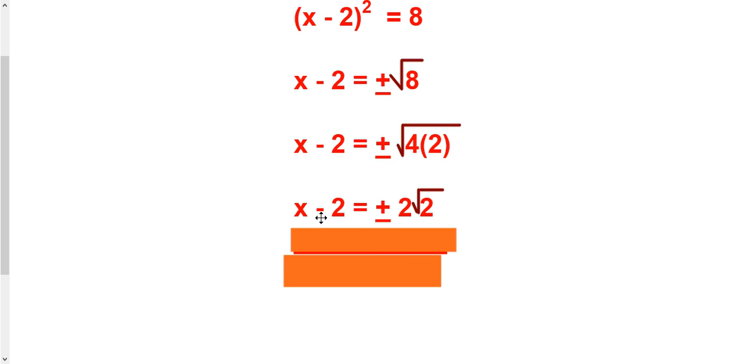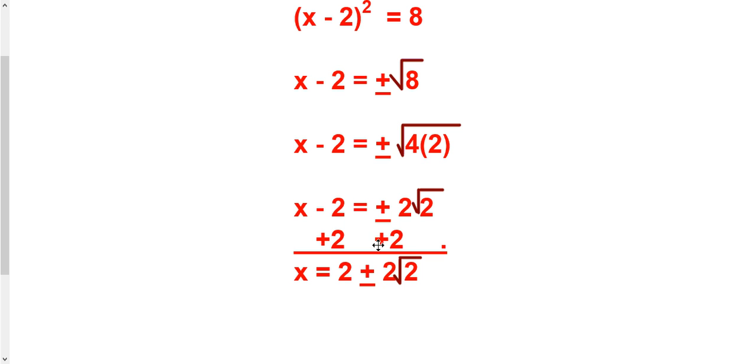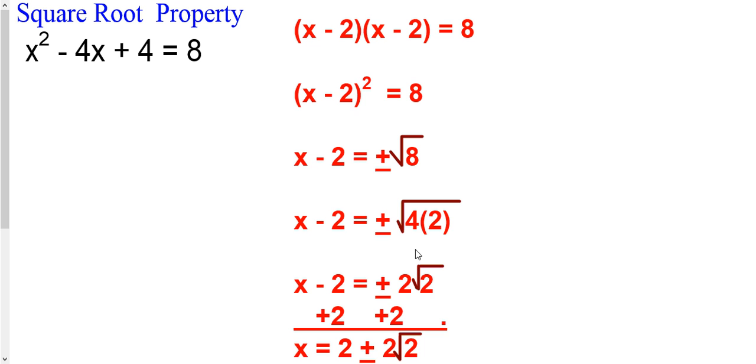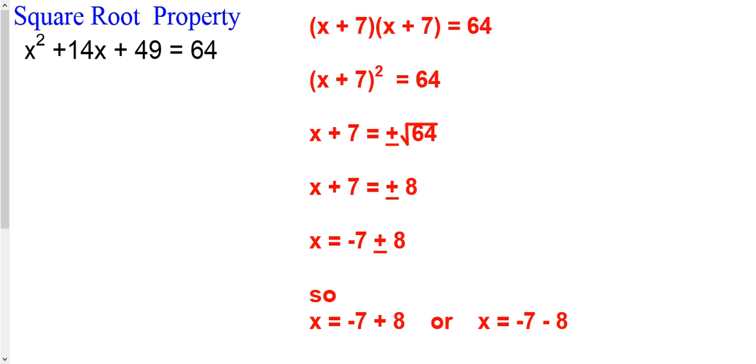Then we can go ahead and get rid of this to finish solving it for x by adding 2 to both sides. And then we just get x equals 2 plus or minus 2 root 2. Now, when we're looking at this square root property, it's going to be helpful to make note of a couple of patterns.